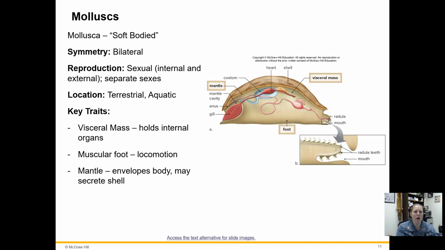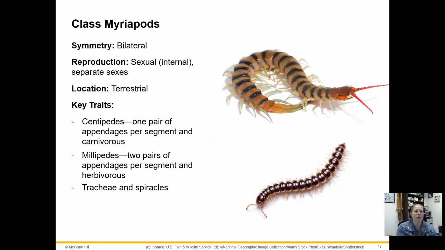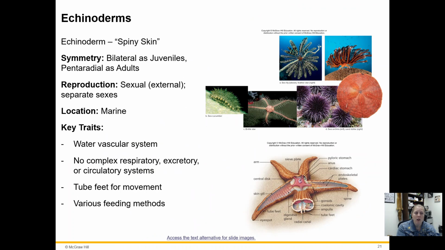So we're going to talk about our two phyla of deuterostomes. The first is echinoderms, echinodermata. Echino means spine and derm means skin. So this group is literally your spiny skinned animals.